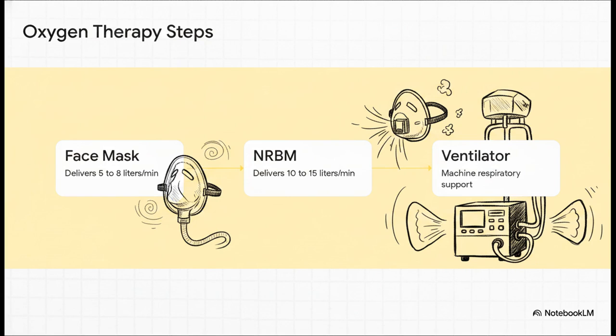Step 1 is the simple face mask. This is the one you always see in the movies, delivering about 5 to 8 liters of oxygen per minute. Now, if the patient's saturation doesn't climb back up with that, we move to Step 2, which is the non-rebreather mask, or NRBM. This pushes 10 to 15 liters per minute, and it delivers the absolute highest concentration of oxygen possible through a basic device. But what if the NRBM still isn't enough? Well, that's the definitive sign that it's time for Step 3, the ventilator.